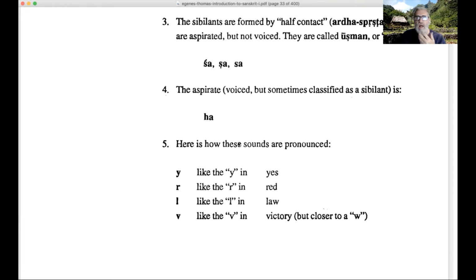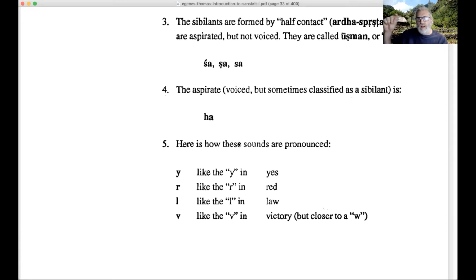So ha, ha, ha. You hear the vibration of the vocal cords? It's just letting out air. If I've run a lot and I'm out of breath, I'll be going ha, ha, ha, ha. So ha is that sound. That is a consonant. Okay, so that's the last consonant.